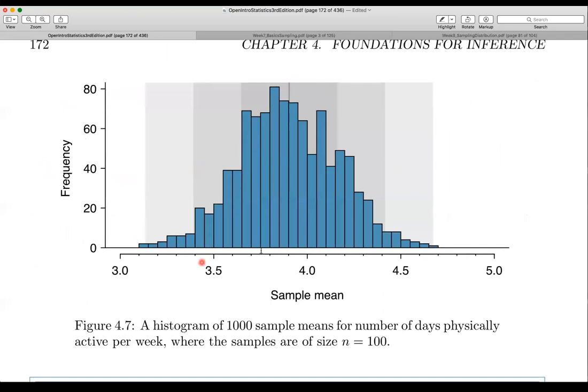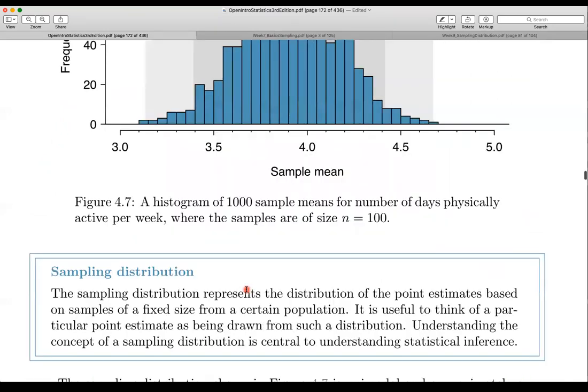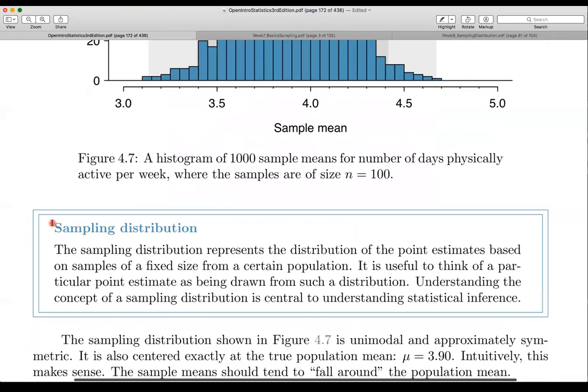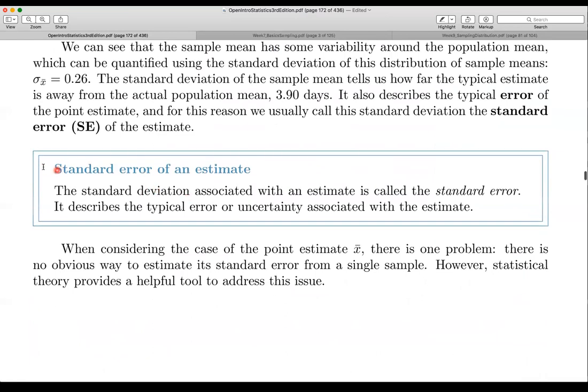Here's an example of a sample mean with a point estimate and some variation with a sample size of 50. They talk about a sampling distribution. I guess I could read this to you, but I want to go to the standard error of an estimate first.